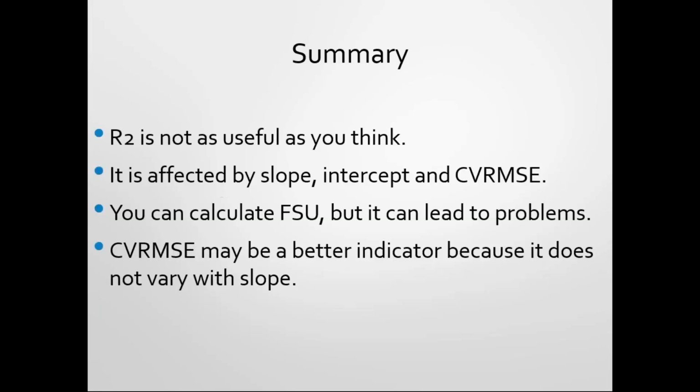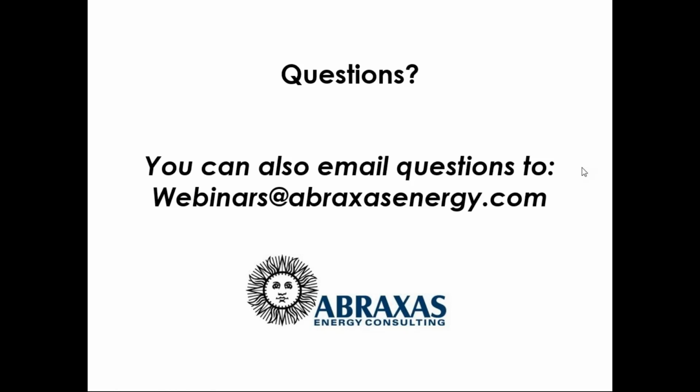So let's see. So here's my summary. R squared is not as useful as you think. It's affected by slope, intercept, and scatter. You can calculate a fractional savings uncertainty. I don't know if it's going to be useful to you. CVRMSE maybe. I use the word maybe. I learned that in engineering school. You say that instead of saying is. It may be a better indicator because it does not vary with slope. And that's it. Hey, Tyler, can you take over?